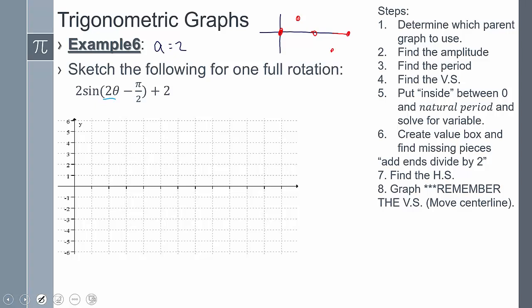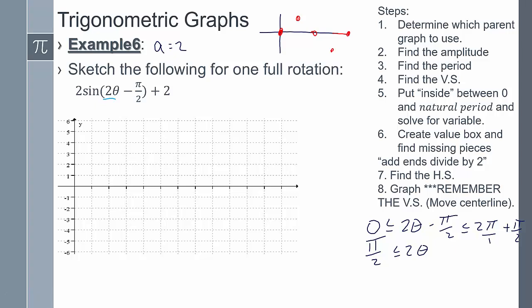So I can put it between 0 and 2 pi. So the original starting value, the original ending value. Add pi halves to everything. Now if I add pi halves to this, common denominator, 2 over 2, so 4 plus 1 is 5. So that's going to be 5 pi halves. Divide everything by 2.